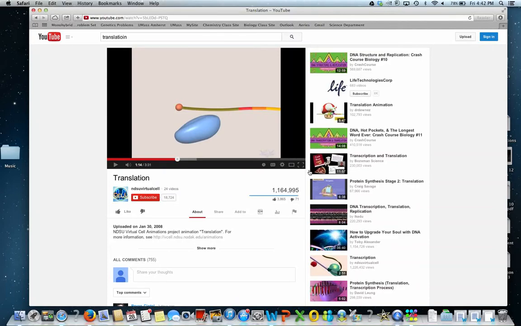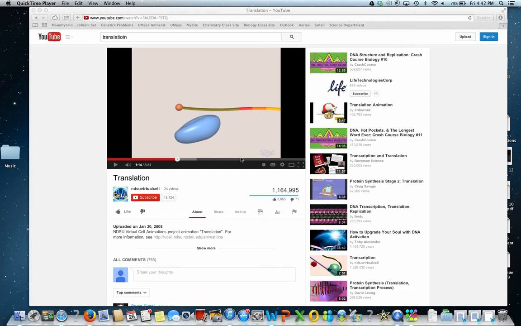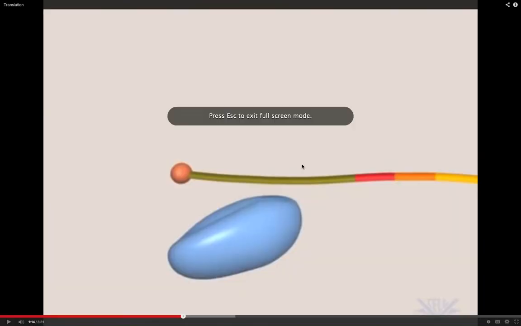Okay guys, so what I'm going to do is show you the translation video that we saw in class, and specifically I'm going to explain it as we go, just like what I did in class, without the volume of the video. But I really like this video because it shows you the whole process instead of just showing you pictures and explaining.